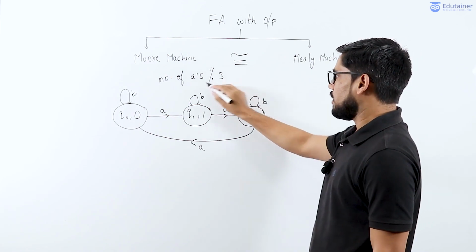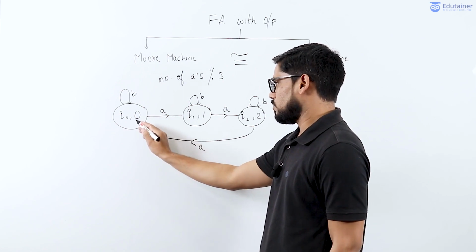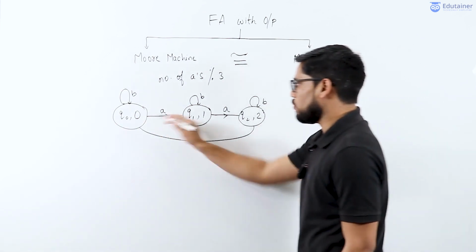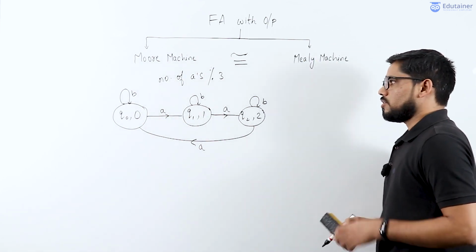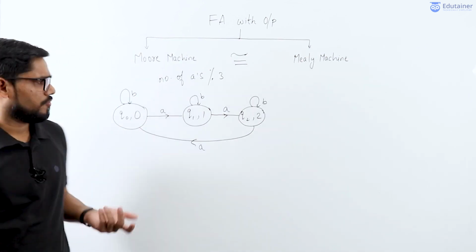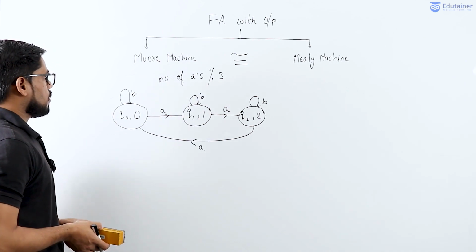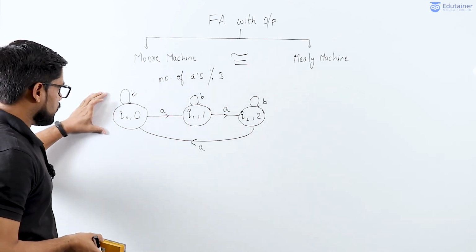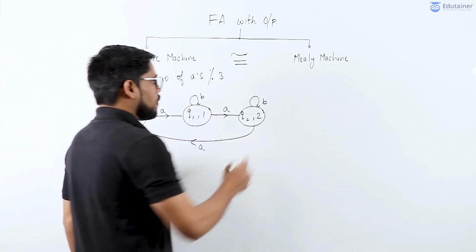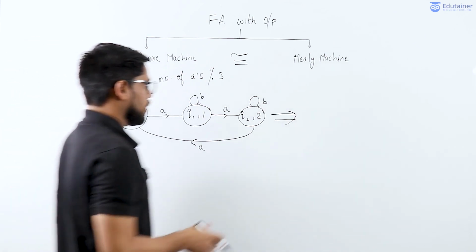So if you divide any number by 3, there are 3 remainders possible. One is 0, the other one is 1, and the last one is 2. So 0, 1, 2 are the 3 possible remainders when you divide any binary number by, let's say, 3. Now I want to convert this particular Moore machine into a Mealy machine. So conversion is very simple. Just follow the procedure that I am doing here.